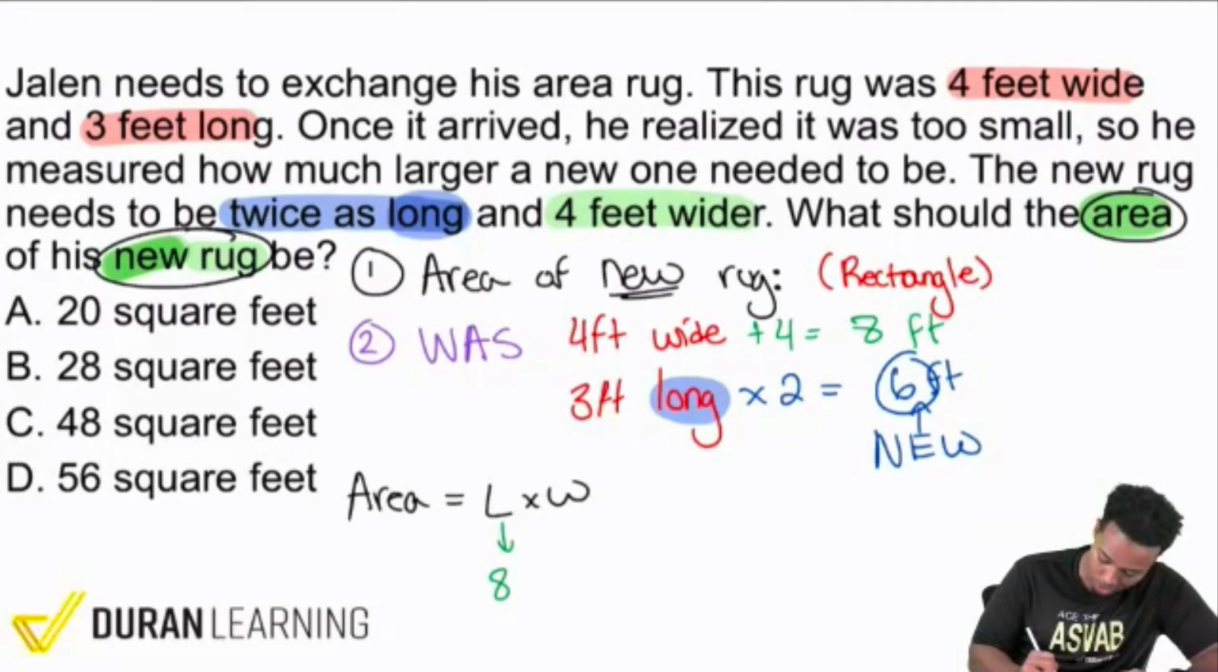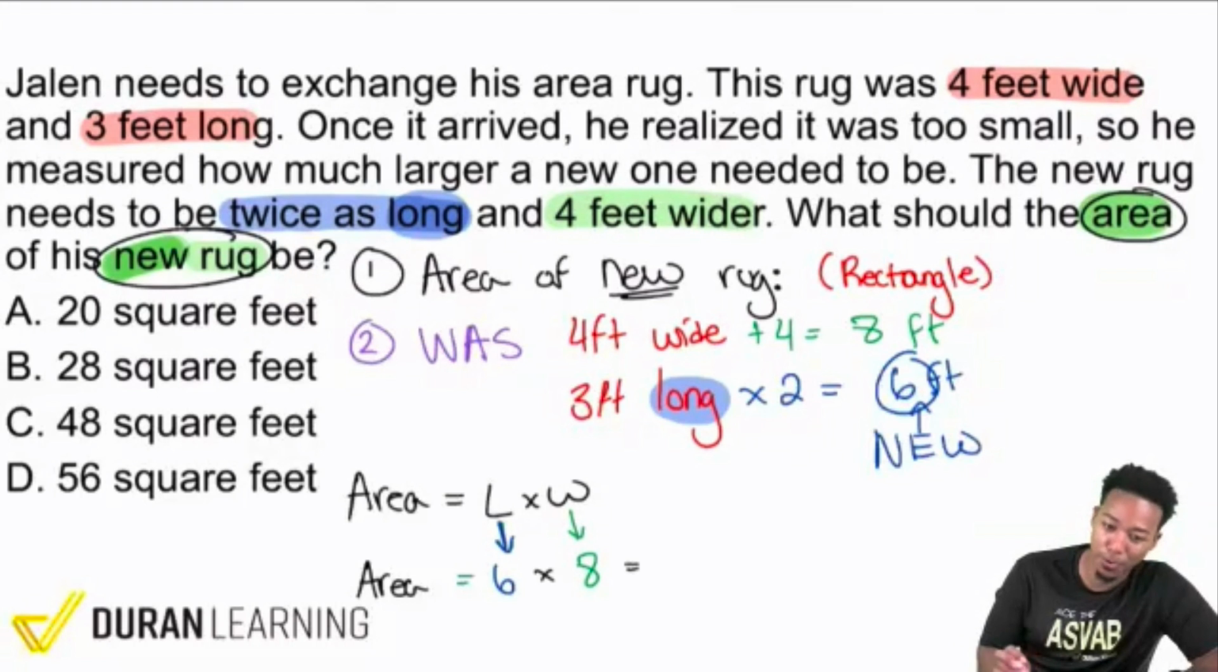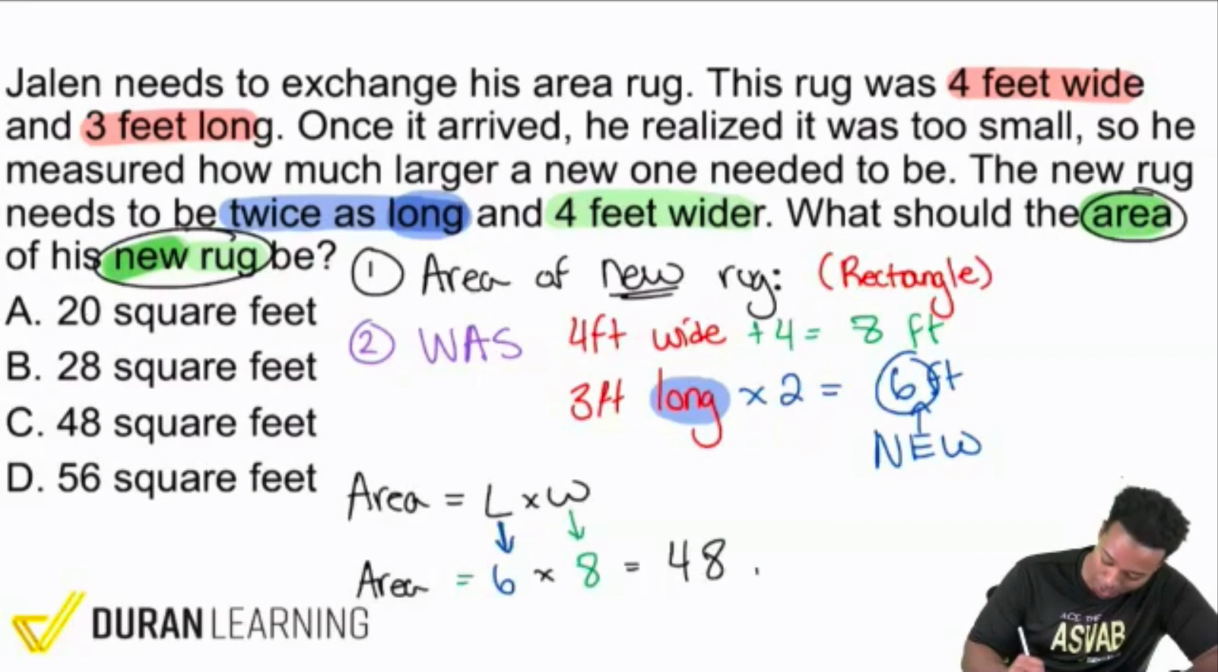Whoops, wrong place. Almost messed myself up there. And so we'll plug in the 6 for the new length and 8 for the new width. And so everybody, 6 times 8 gives us what? Include the units. Anna, you're the first one up. Anna, what are the units? 48 what? Square feet. That's right, 48 square feet.